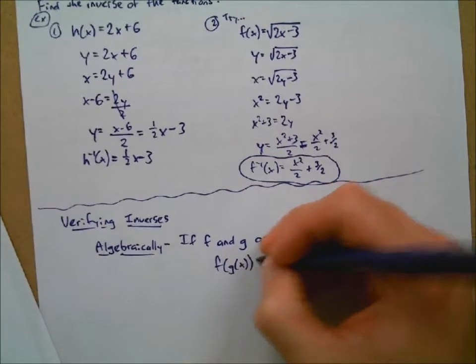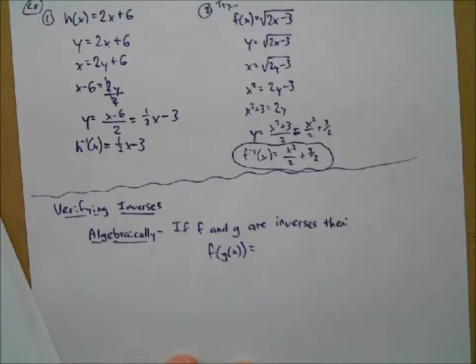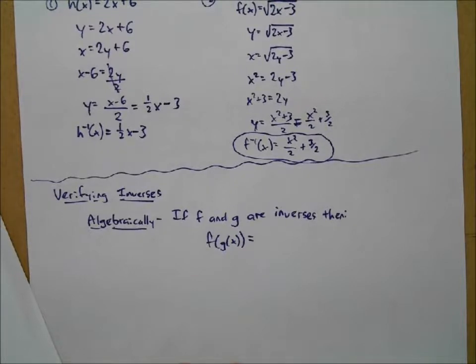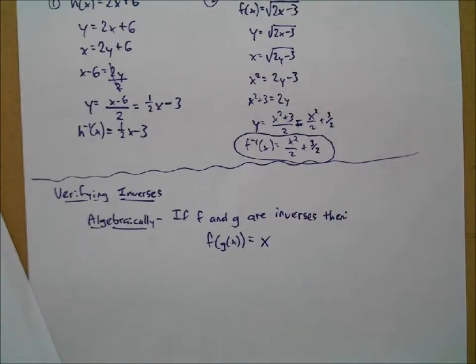should equal what? Not 0. 0 is the additive identity. We want x. For functions, it should equal x. The function identity. Is that sufficient, though, to show that these two functions are inverses of each other? Is that sufficient? Well, Mr. Whitmire, you're asking the question.